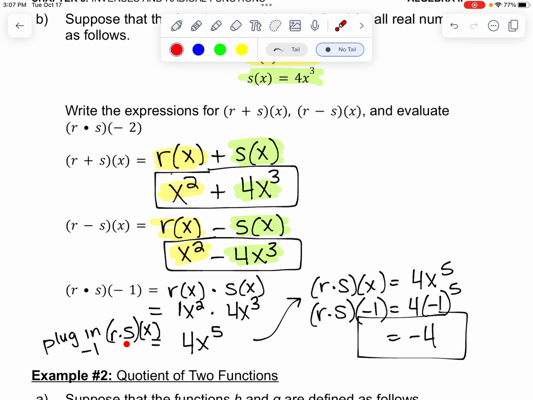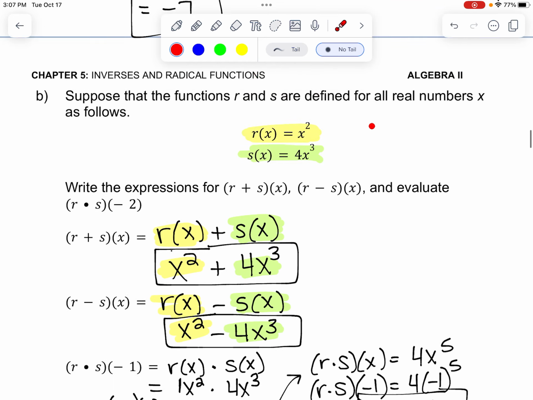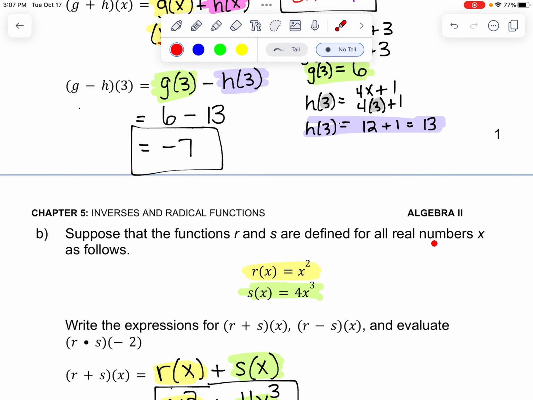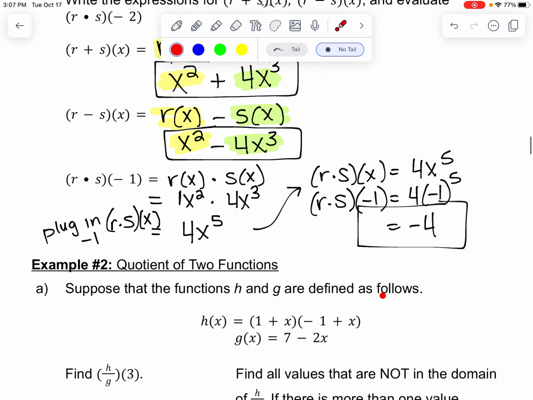Okay, so that's one option: do it in terms of x first, simplify, and then substitute whatever that number is. The other way was to put the numbers into the functions right away, and then take those numbers and do whatever the operation is. So you decide what you want to do. Either way is going to work.